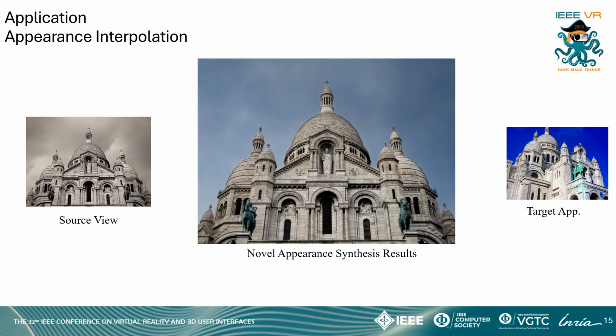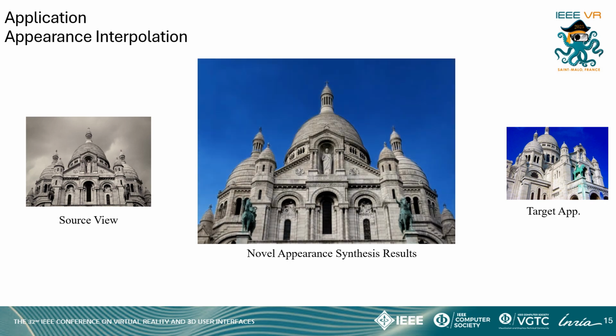This is a demonstration of the appearance change of the Sacré-Cœur Basilica. It's worth noting that the left image is actually a filtered version, not a weather-induced change. However, it can be observed that our method is capable of performing smooth interpolation and high-quality rendering.